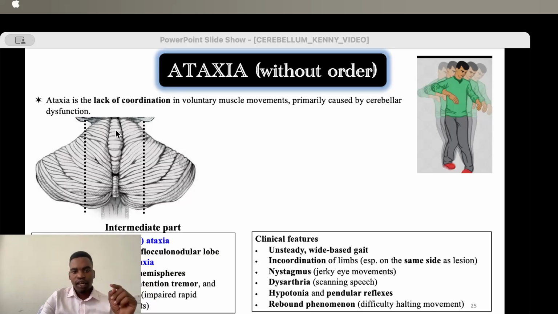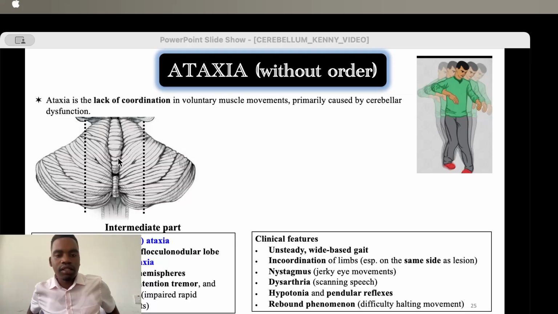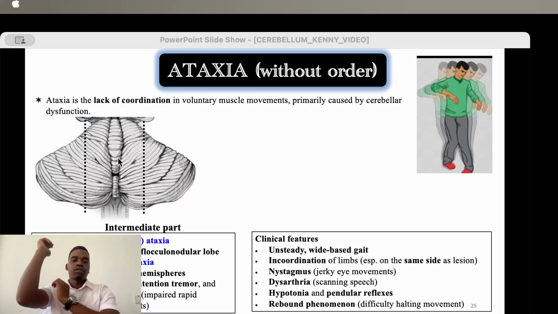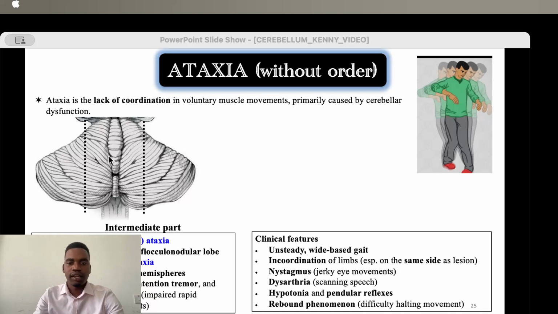And just as a recap, we said the vermis was responsible for the coordination of the trunk muscles and the proximal muscles of the limbs. And we said the intermediate zone is responsible for the coordination of the distal muscles of the limb. And lastly, the lateral zone was more about motor planning and higher cognitive function, in association with the cerebral cortex, and that's why we call them the cerebrocerebellum.